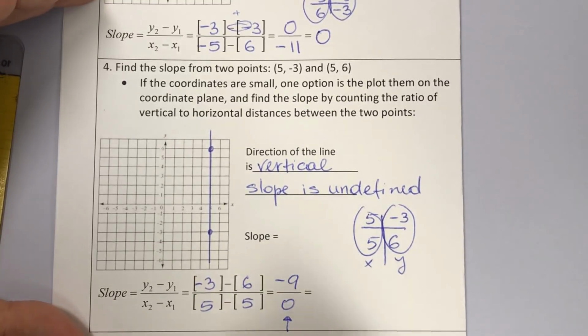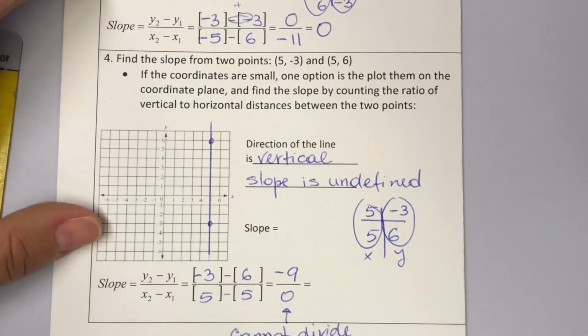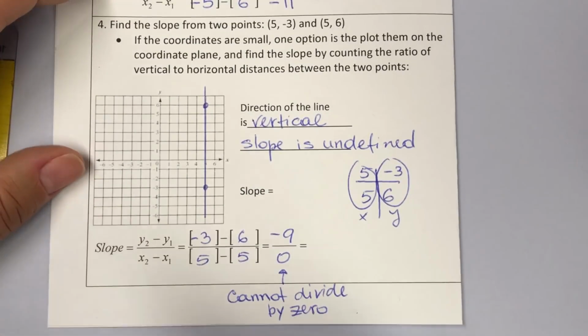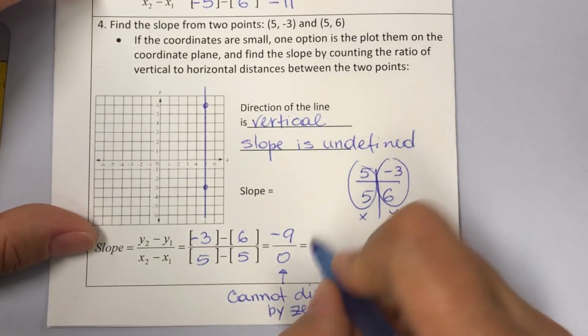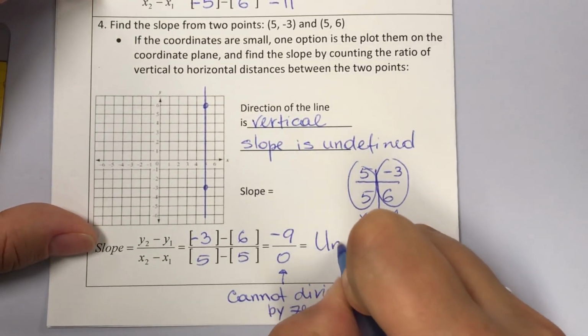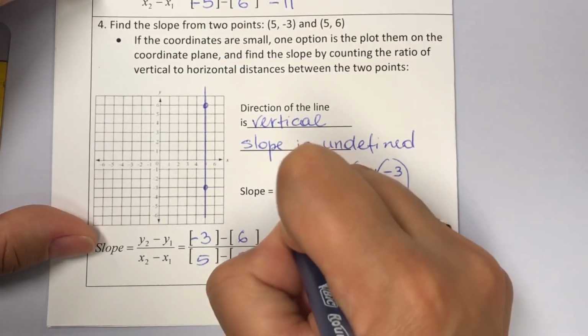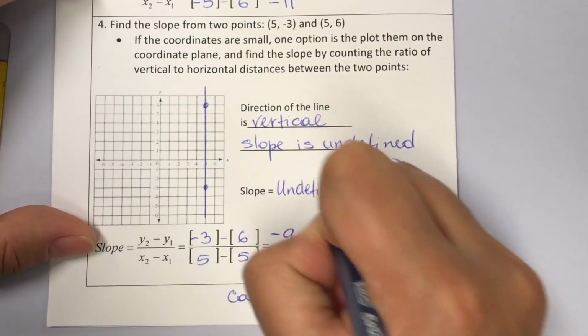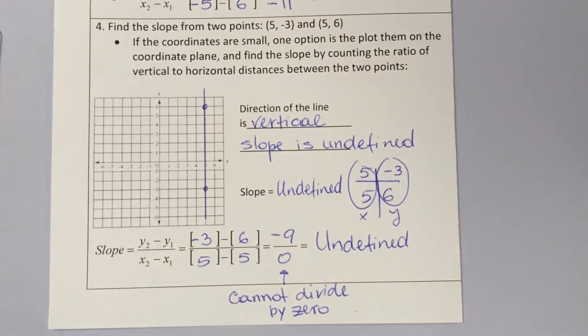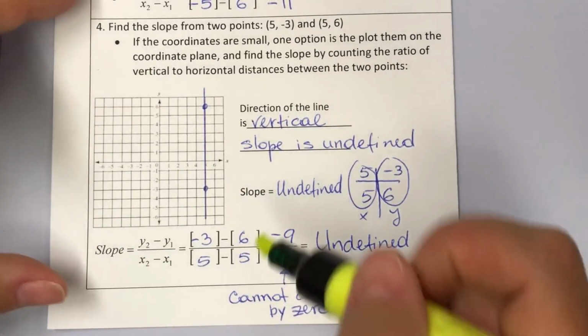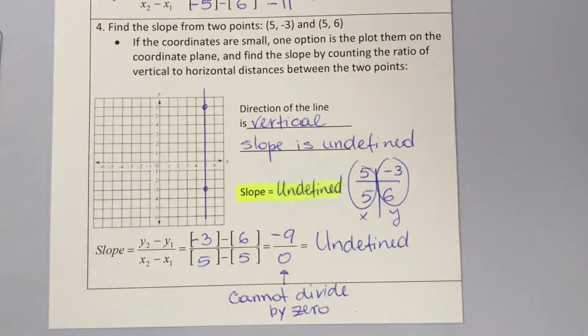So we cannot divide by 0. If we cannot divide by 0, the slope is undefined or does not exist. Division by 0 does not exist. Slope does not exist.